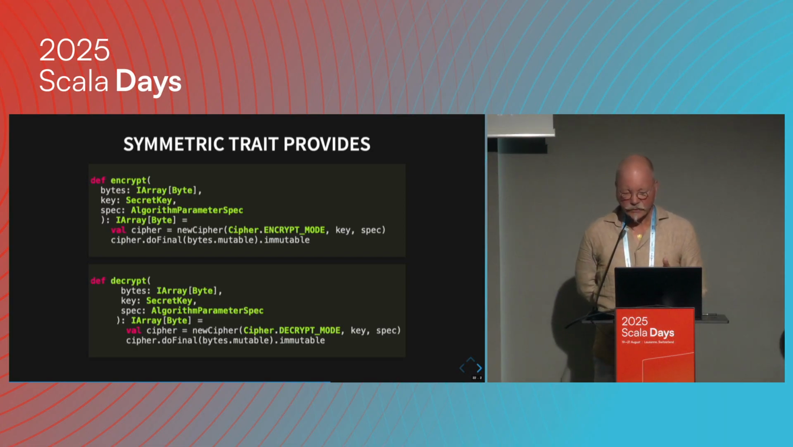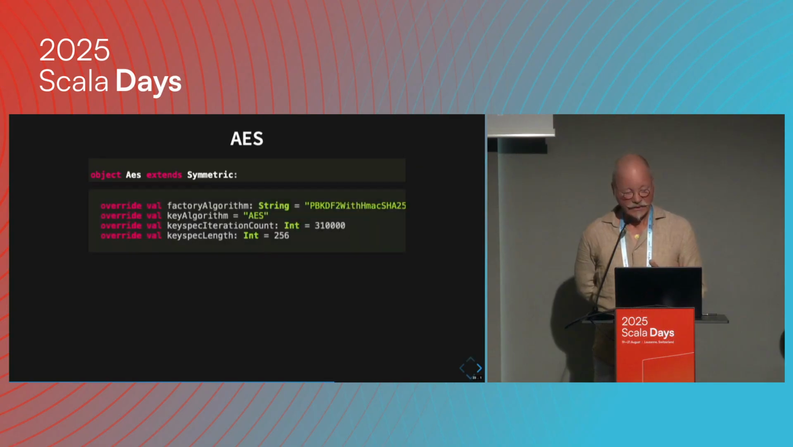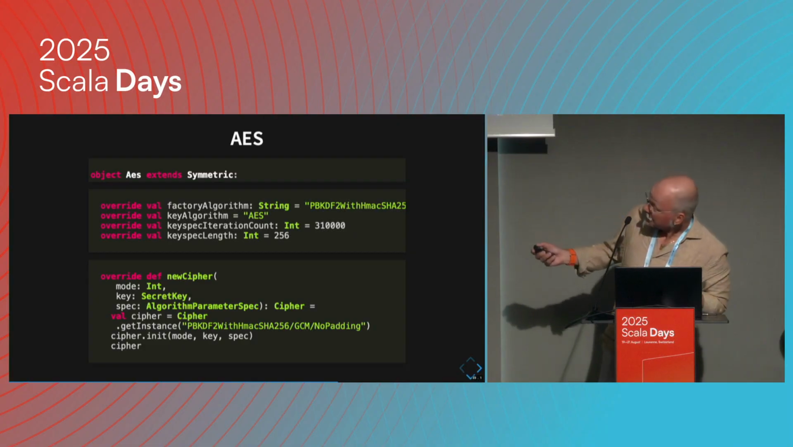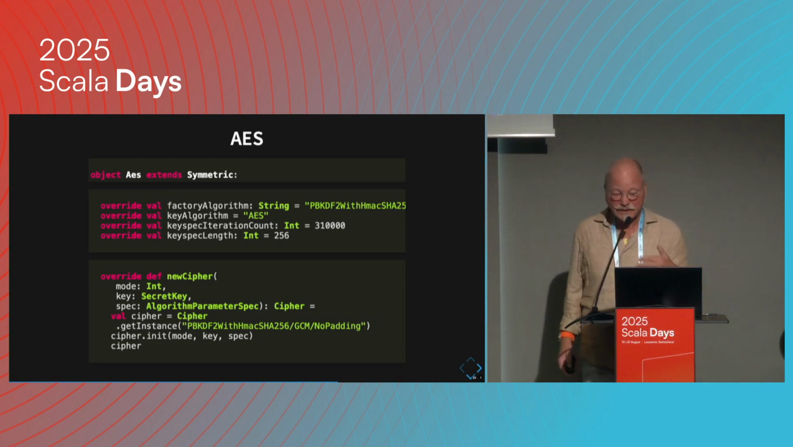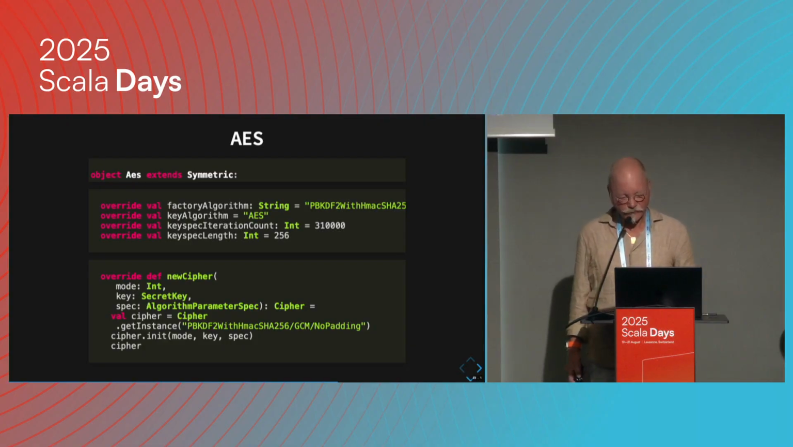Let's look at how you can use this trait when implementing AES. So we start by having an object extending symmetric. We define the parameters with some good parameters. And then we need to implement the new cipher. And this is pretty good. These things you need to check to follow what's needed for today.